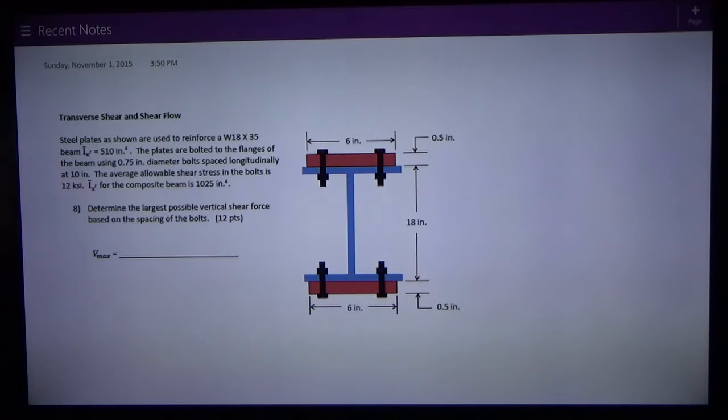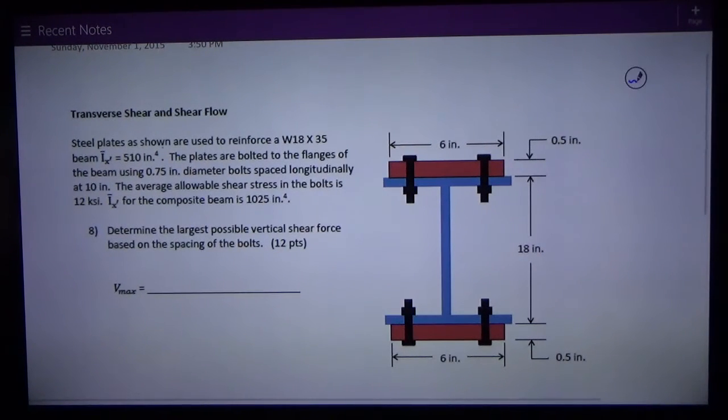The beam itself, the blue beam, starts off with a moment of inertia of 510 inches to the fourth. But we're going to reinforce it by adding these plates on top and bottom that are 6 inches wide and half an inch thick. We're going to bolt them to the flanges using 0.75 inch diameter bolts with a longitudinal spacing, that means along the length of the beam, of 10 inches.